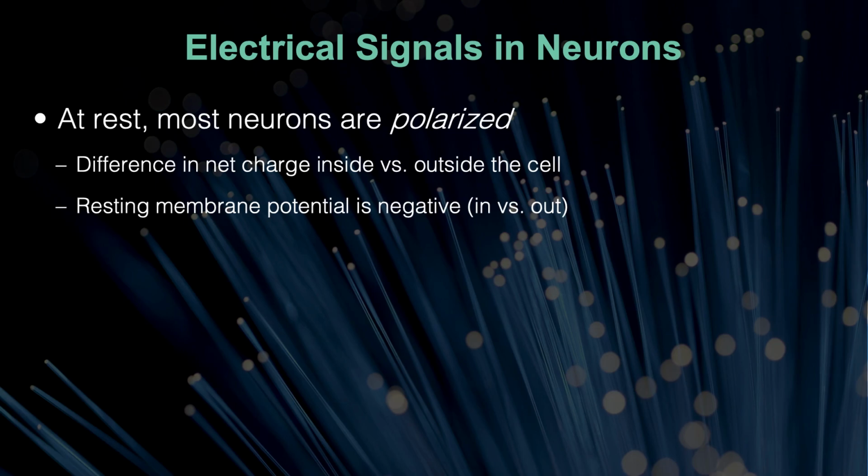It happens to be that there's a difference in charge between the inside and the outside of a neuron. It's not end to end, but it's inside to outside. And that difference in charge creates a potential for ions to move.